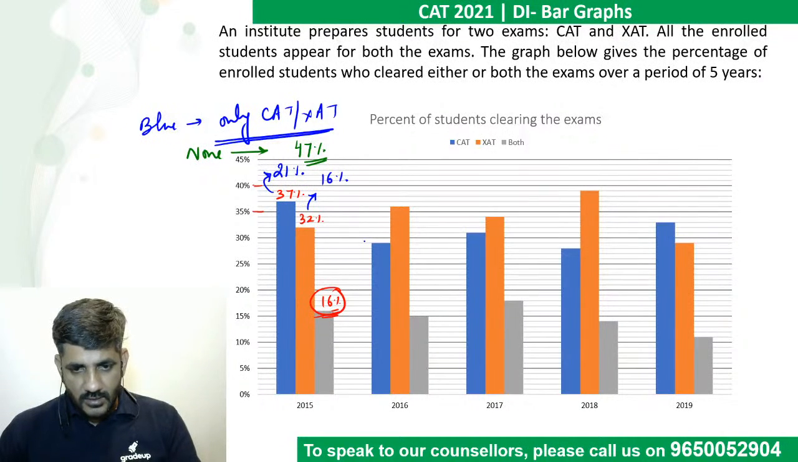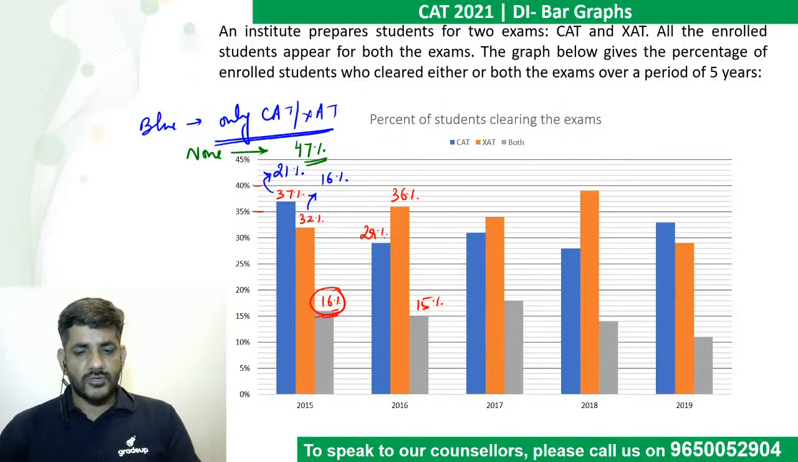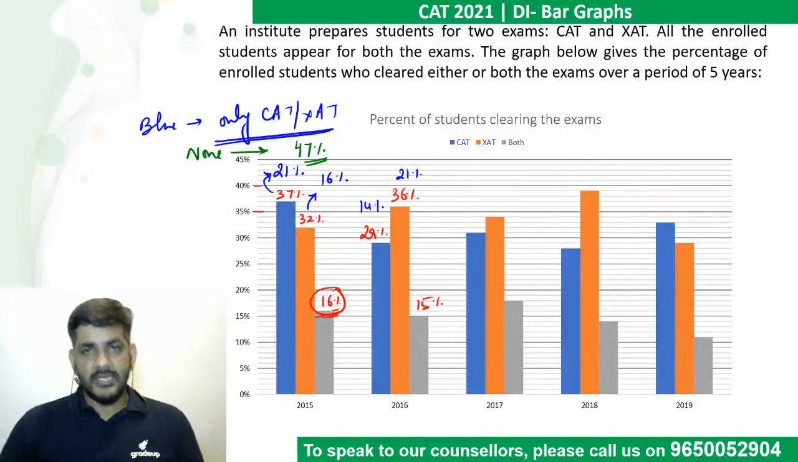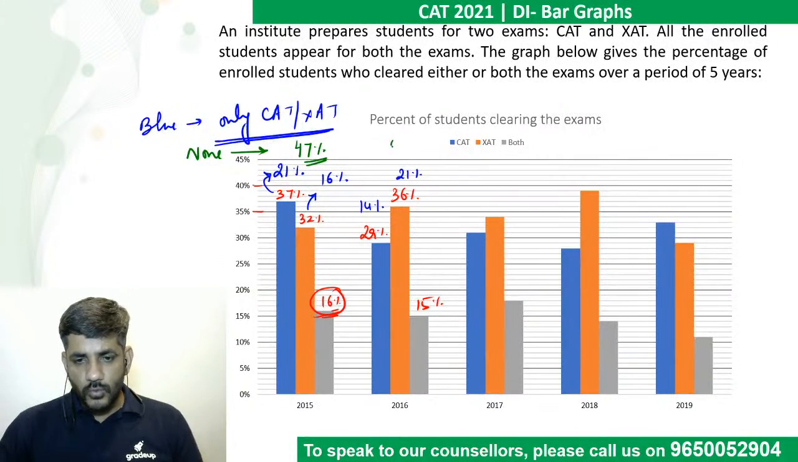For example, here I see this figure is how much? 29%. I'm sorry, color is important. So this figure is 29%. I see this figure is 36%, and I see this figure is 15%. First of all, for only CAT and only ZAT I'll have to subtract. 29 minus 15 is 14. 36 minus 15 is how much? 21 again, and then 15 is 15. And when I subtract all of them from 100, I get those people who have cleared none. So 14 plus 21 is 35, plus 15 is 50. So what I am left with is 50%.